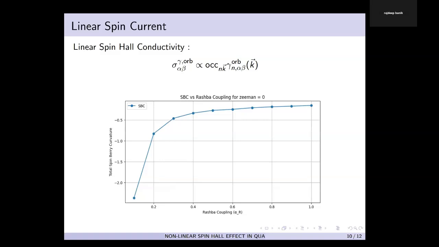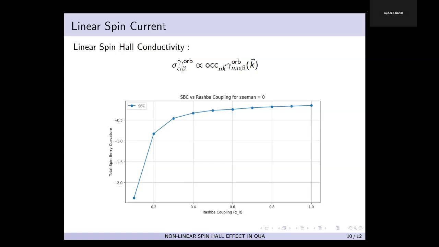So here I have plotted. There is a typo here. This sigma alpha beta gamma, this is another typo. This is not orbital. This is for spin, and this is a linear spin Hall conductivity, which is proportional to the summation over Berry curvature. And this Berry curvature contribution is coming from, this should be a summation over occupied states. This is a typo here. So this is a summation over occupied states.